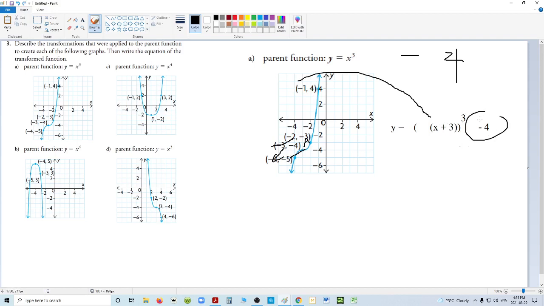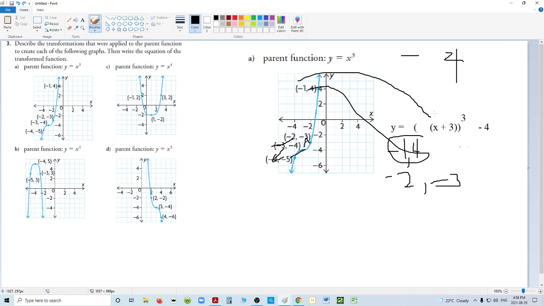When I subtract 4, I indeed get 4 when x is minus 1. So that one works. If I take some other ones like minus 2 here, if I plug it into the equation, minus 2 plus 3 is 1. Cubed is 1, minus 4. I get the equation minus 2 minus 3, which is indeed that number.